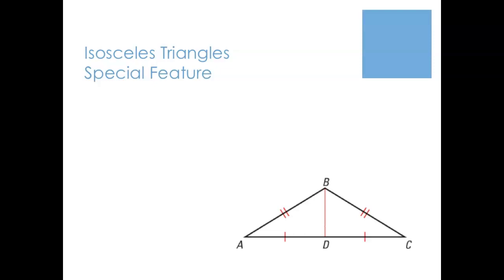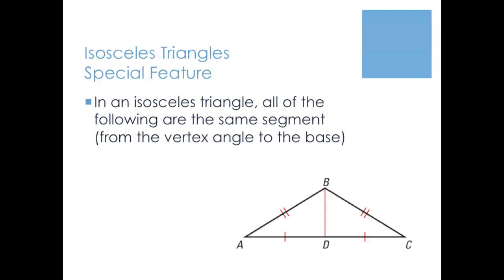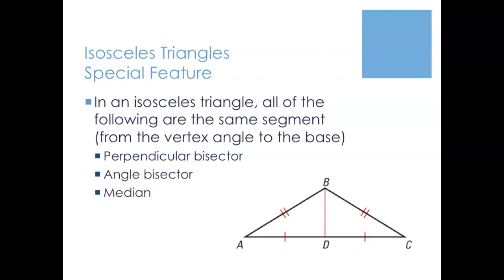BD also is the median because you can see that it is drawn from the midpoint of one side, D, to the vertex of the opposite side, which is B. And it is also an altitude. It is the height of the triangle. So again, this only occurs with isosceles triangles, but the perpendicular bisector, the angle bisector, the median, and the altitude all happen to be the same exact segment.